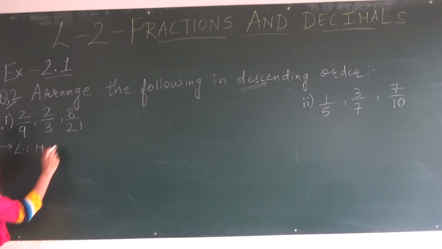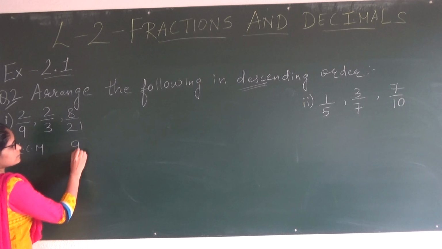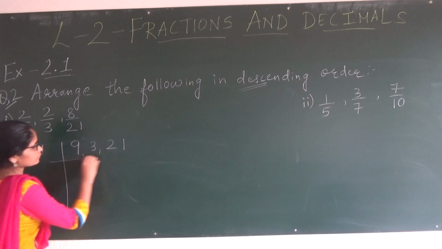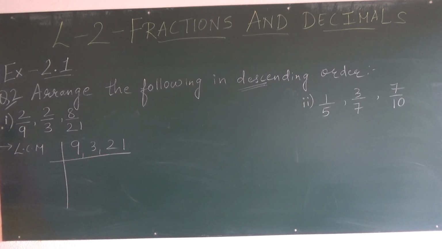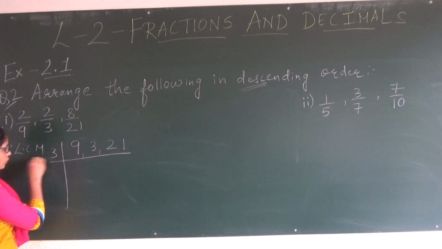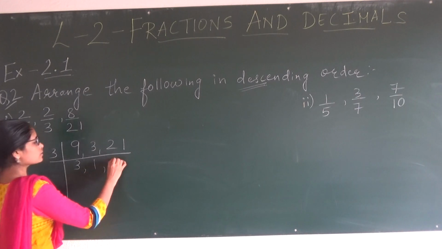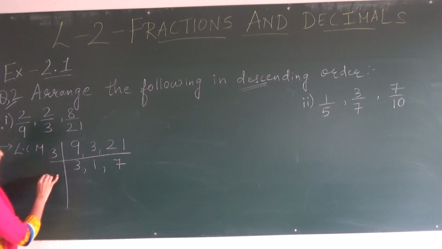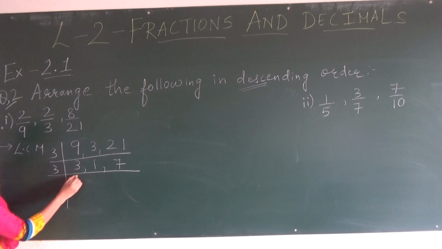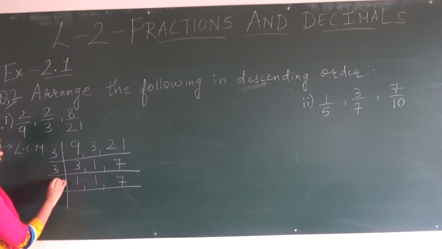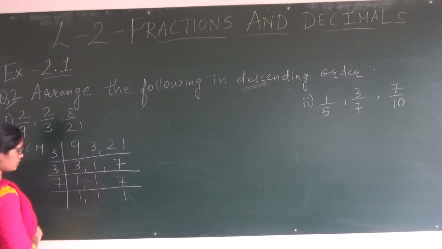So we need to take out the LCM of 9, 3 and 21. All three are in the table of 3, so we will start with 3. 3 3s are 9, 3 1s are 3, and 3 7s are 21. Next step, 3 1s are 3, this one same, and 7 same. Now 7 1s are 7, and these both are same.